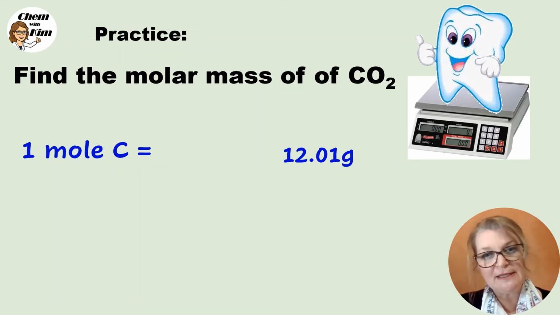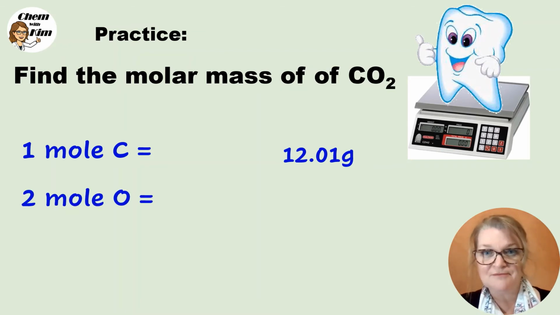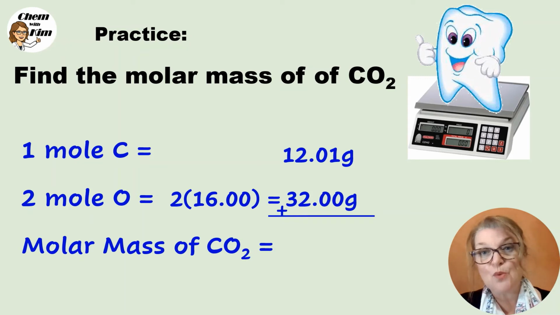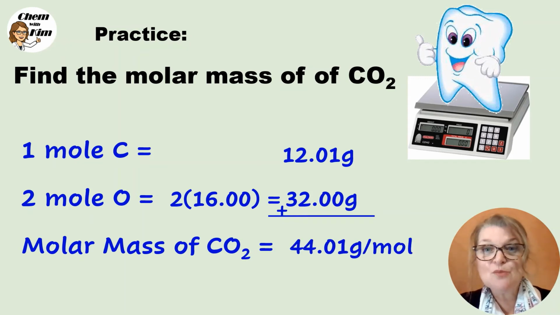Looking at that formula, we can see that oxygen has a subscript of 2. So if we had 1 mole of carbon dioxide molecules, we actually have 2 moles of oxygen there. So we need to multiply oxygen's atomic mass by 2. So we're going to multiply 2 times 16.00 to get 32.00 grams. And then to find the mass of the whole compound, we would add them together. So the sum is going to be 44.01 grams per mole, and that would be the molar mass of carbon dioxide.